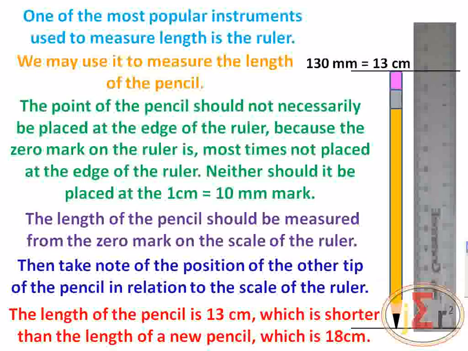So there we measure our pencil, and we do not put the tip here at the edge of the ruler, because that's not where the scale begins. And we take a look at where the other tip is in relation to the scale, and we have it. So we will begin at the 0 mark, and then we have it at the other mark. We take note of where the other mark will be, and that is the length of your pencil.